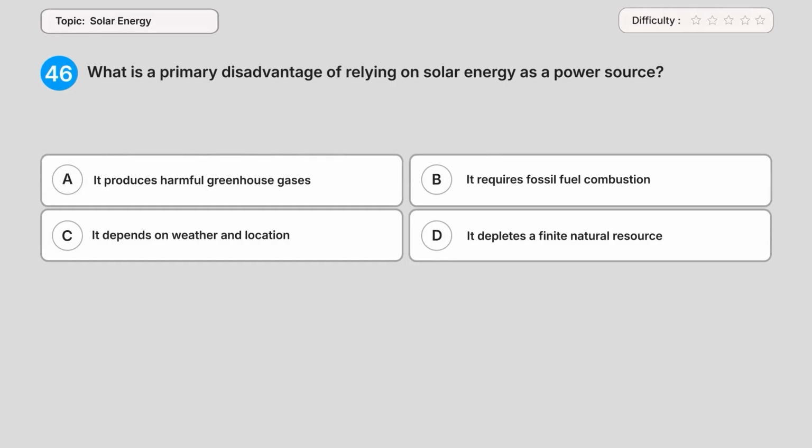46. What is a primary disadvantage of relying on solar energy as a power source? A. It produces harmful greenhouse gases. B. It requires fossil fuel combustion. C. It depends on weather and location. D. It depletes a finite natural resource.